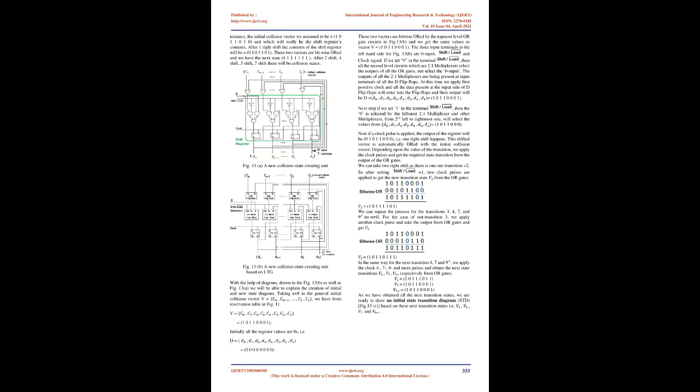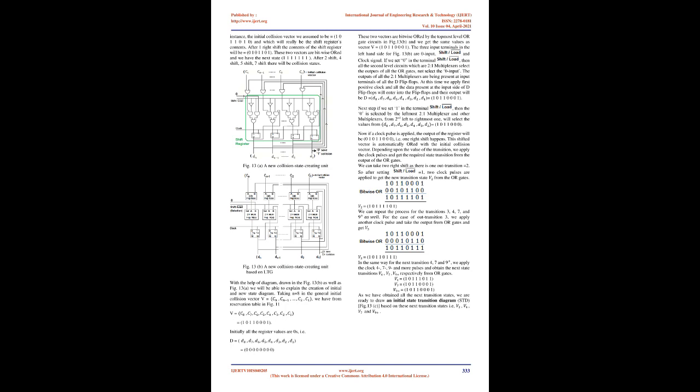pulses are applied, the logical zeros enter from the left end of the register and are loaded into the register. What will be the next state after P number of zeros shifting towards right? This is obtained by bitwise ORing the initial collision vector 1,21 with the shifted register contents.